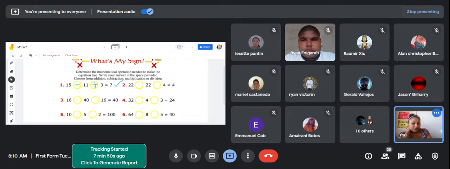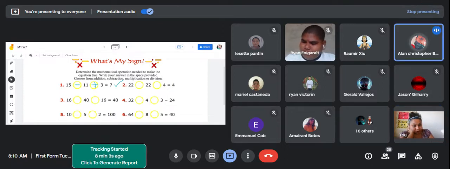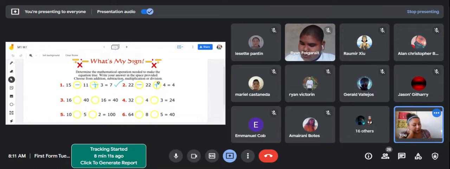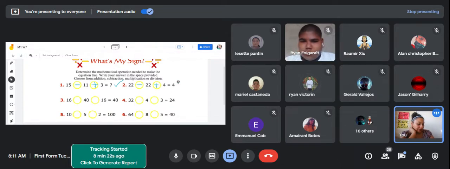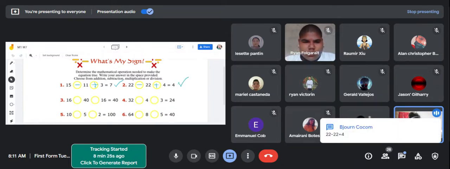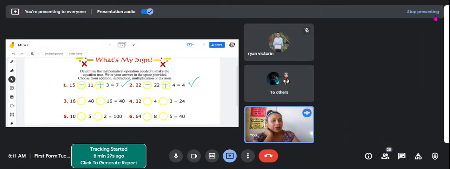Number 2. You have 22, a circle, 22, a circle, and 4, and that equals 4. What will happen in that case? Anybody would like to try? Miss, 22 minus 22 plus 4. Okay. 22 minus 22 plus 4. 22 minus 22, what does that give you? 0. And 0 plus 4? 4. Okay, good. Let's try one more.